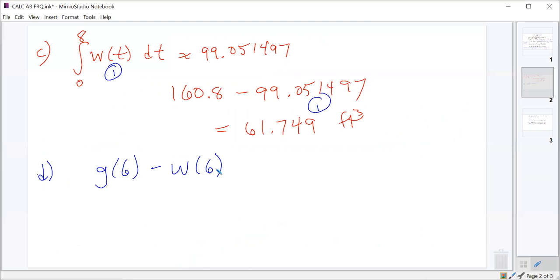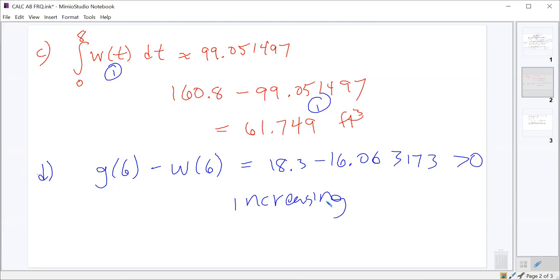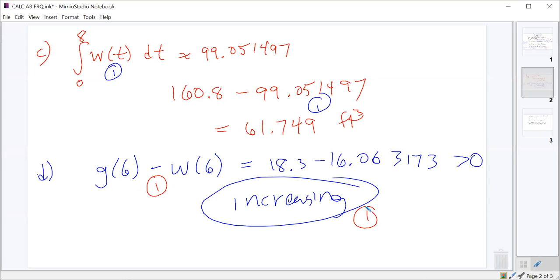So g of 6 was 18.3 according to the chart. And w of 6, you'd plug in and figure out what that is. It was 16.063173. This is positive, therefore it should be increasing. And that was worth 2 points. 1 point if you looked at g of 6 minus w of 6 or compared g of 6 and w of 6 in some way, and 1 point for increasing.